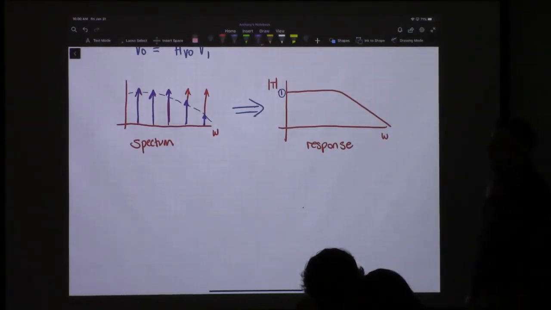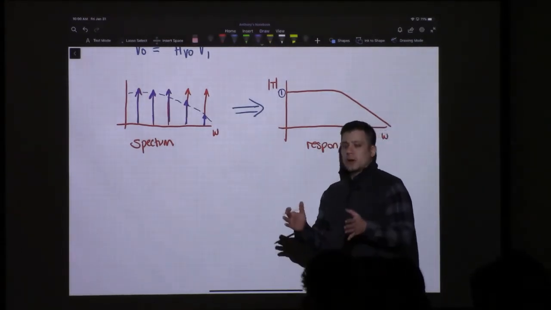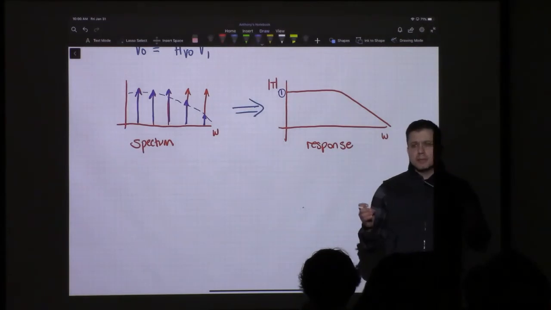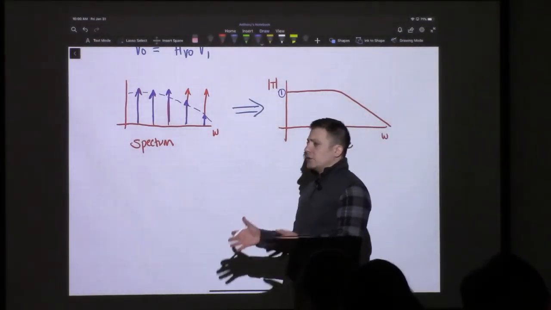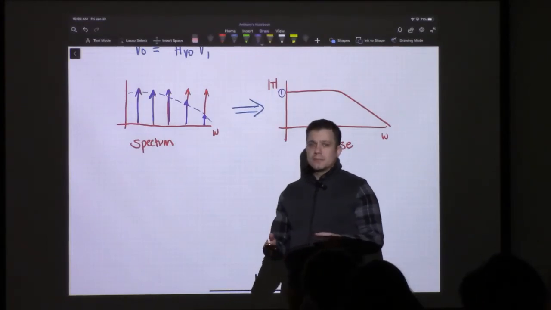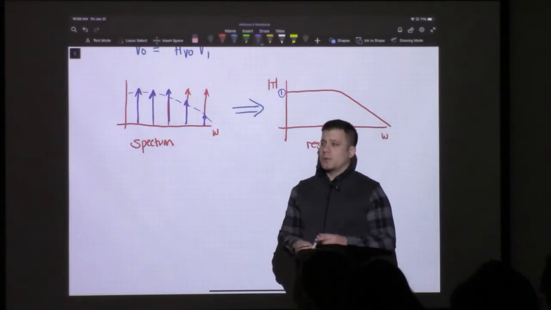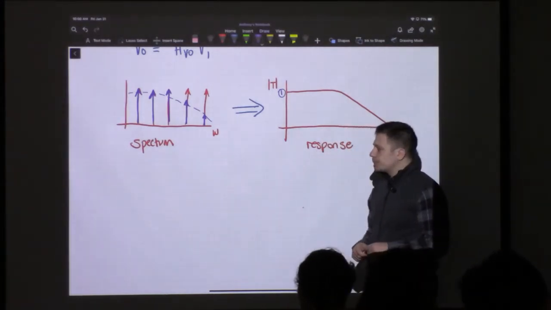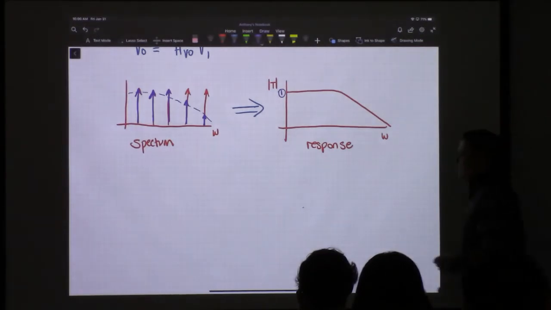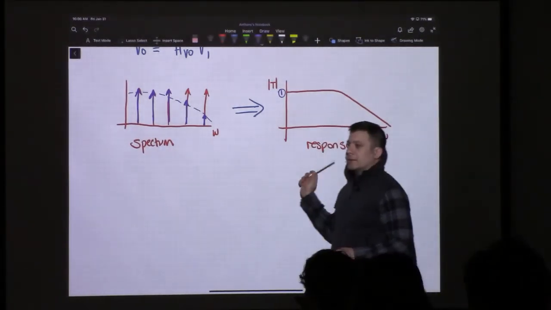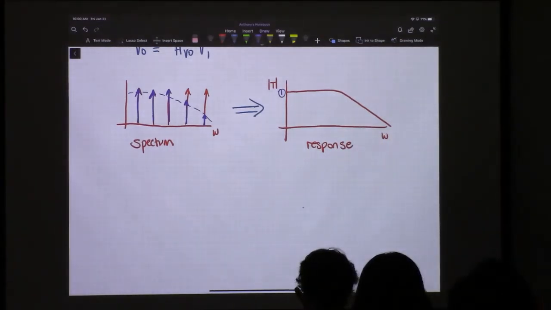So the frequency spectrum describes a signal in terms of its harmonic components. The frequency response describes how a process affects those individual harmonics with respect to height, as well as, as we'll see in a second, with respect to phase. So they go hand in hand, a lot like amplitude and gain, right? Spectrum and response.